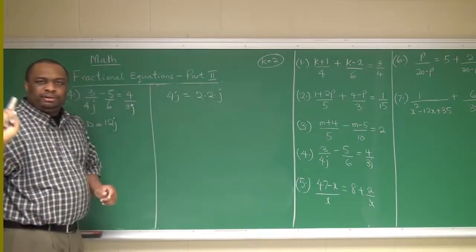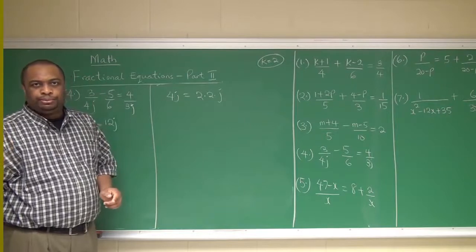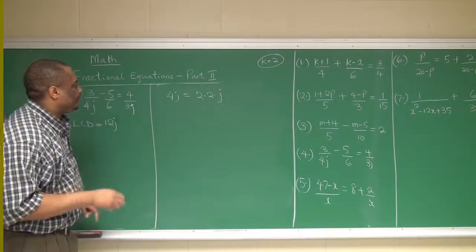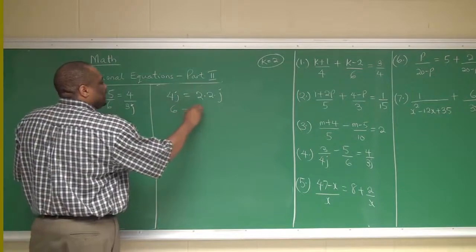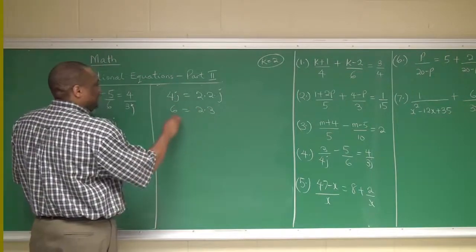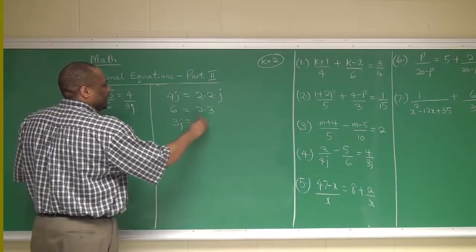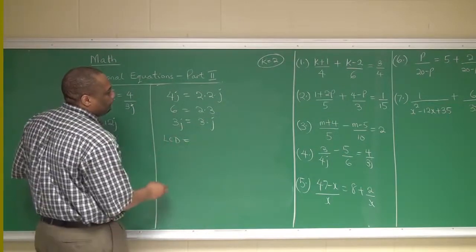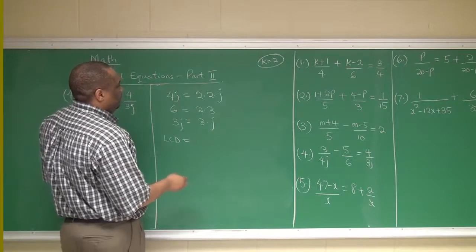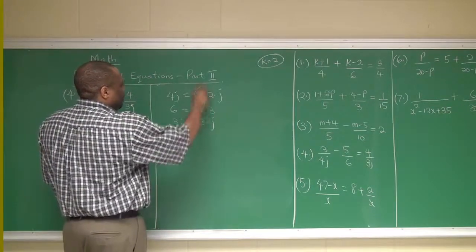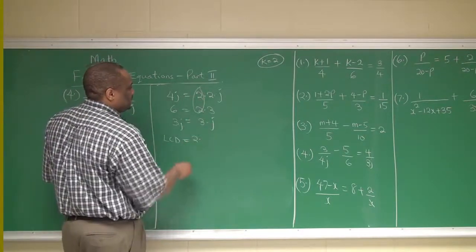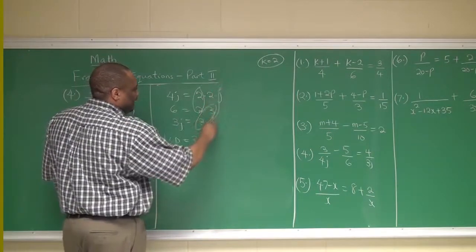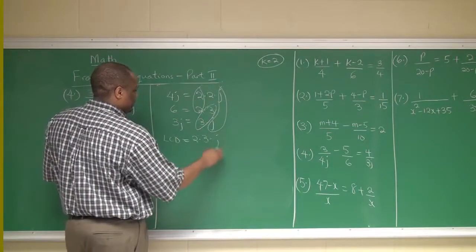Now, I did a video on least common multiple. Yeah, please, you need to view that video. Then 6 is 2 times 3, and then 3j will be 3 times j. So the LCD will be, okay, we've got 2 and 2 here, you bring out that 2 once. We've got 3 and 3 here, you bring out that 3 once. We've got j and j here, you bring out 1j.